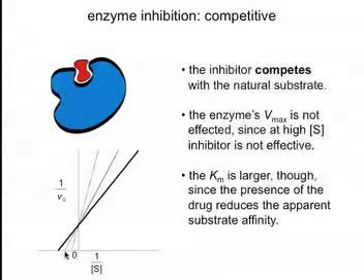And so we can see here that 1 over Km gets bigger and bigger, so Km gets smaller and smaller as we add more inhibitor. So this kind of kinetic data would indicate the presence of a competitive inhibitor.